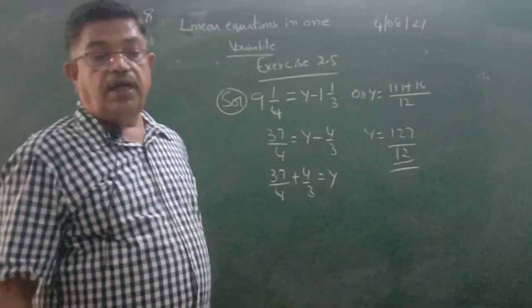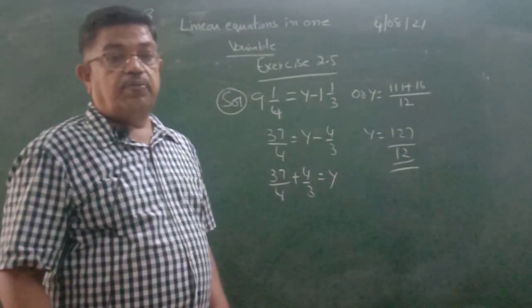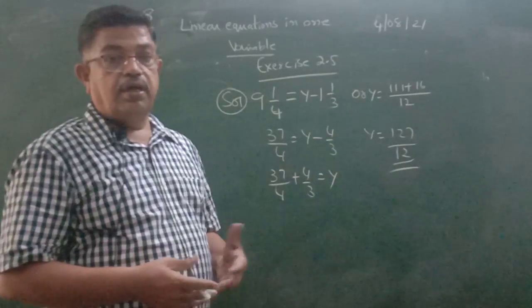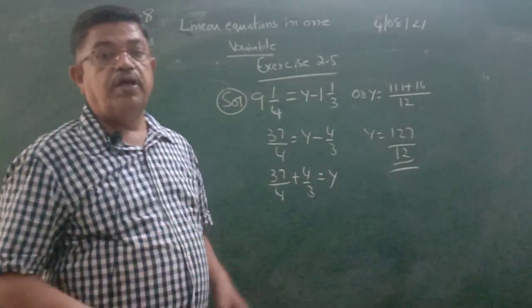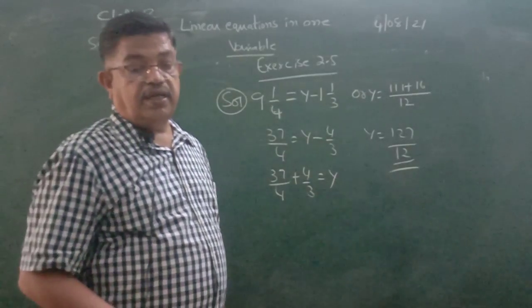This is how we get the value of the variable. So this is a chapter on linear equation in one variable. Each time we are solving for the value of the variable, which is the solution of the linear equation.